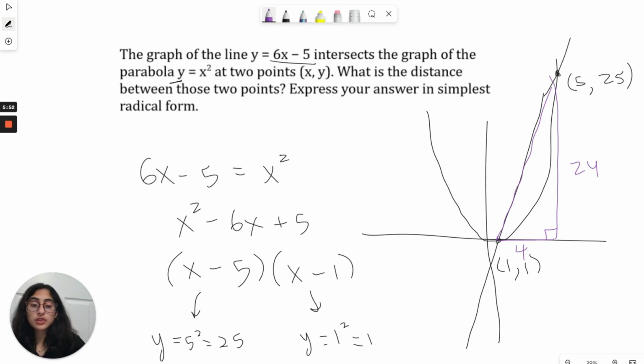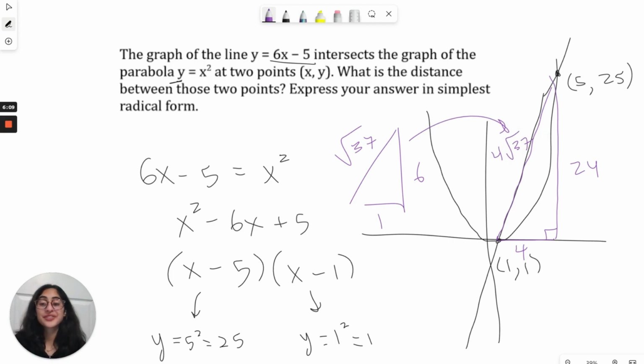So if we were to scale this triangle down by 4, we would get triangle 1, 6, making our hypotenuse the square root of 1 squared plus 6 squared, which is 37. And so scaling this back up, we would get that the hypotenuse of this triangle is 4 root 37, meaning that the distance between these 2 points is 4 square root 37.